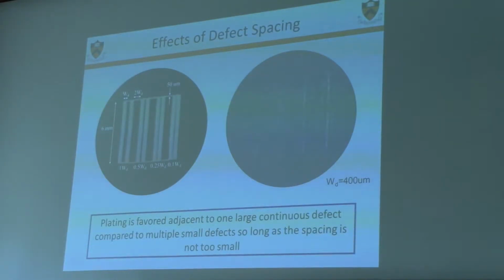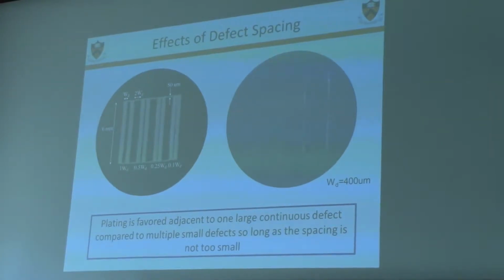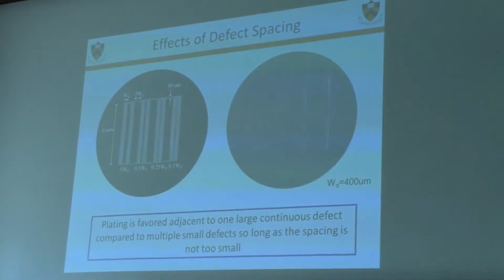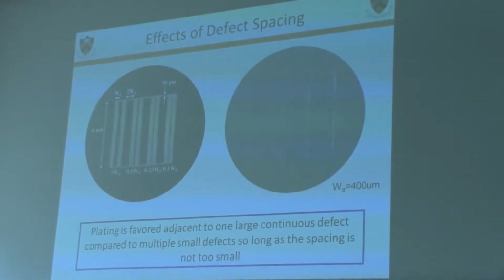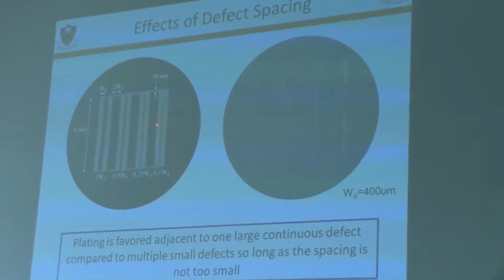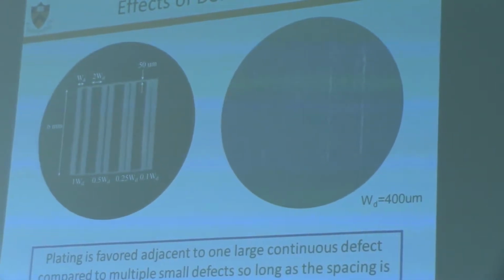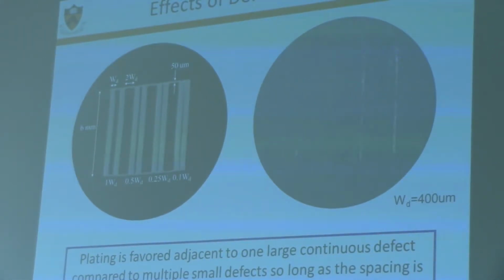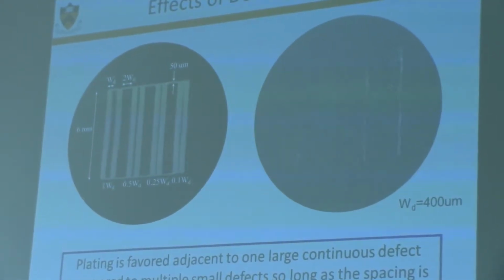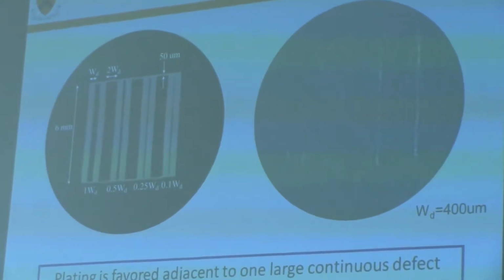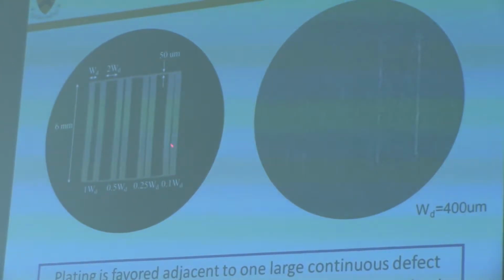I'm running out of time, so I'm just going to skip the issue on current, but you understand if I increase the current higher, it's going to have more of a chance of plating. But the one that I think is perhaps a little more interesting is if I change the spacing between these defects, okay? At some point, your defects are going to be so closely spaced that it looks like a single defect, right? And so if you see here, I have a few different lines spaced differently, and as my spacing gets closer and closer together, it's more likely to get plated.